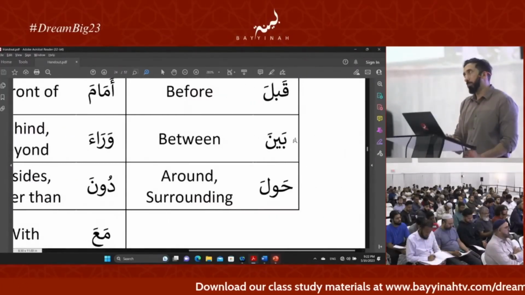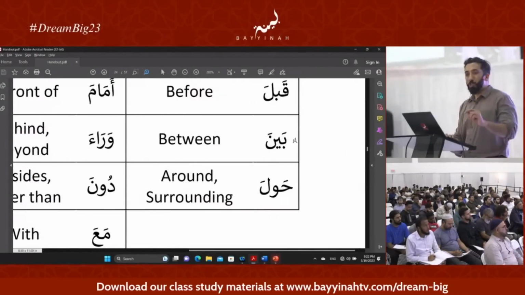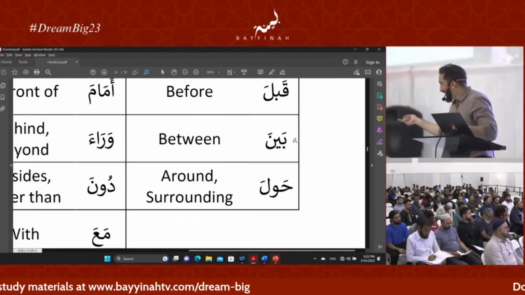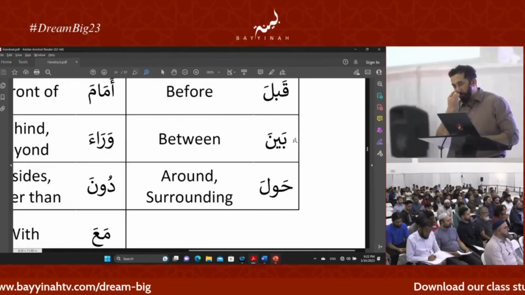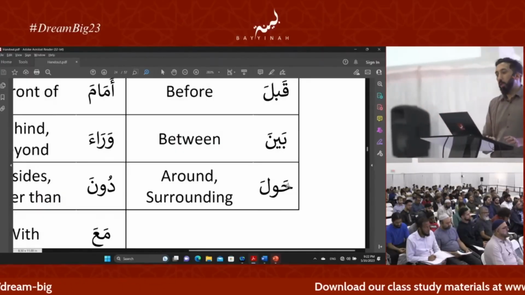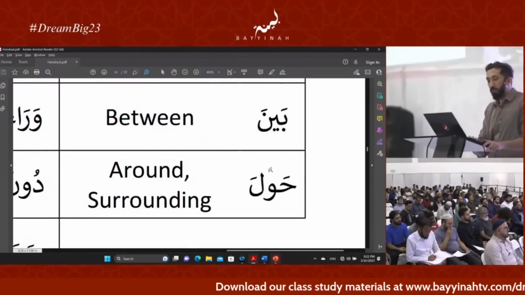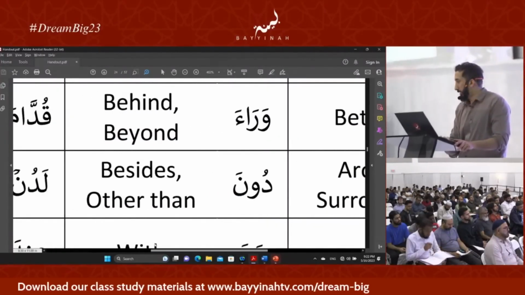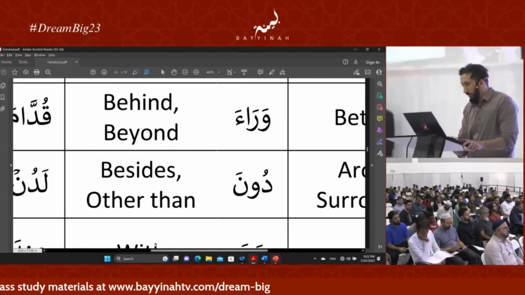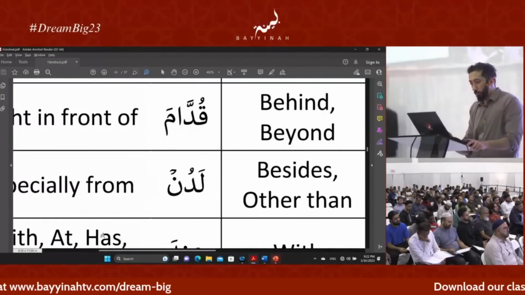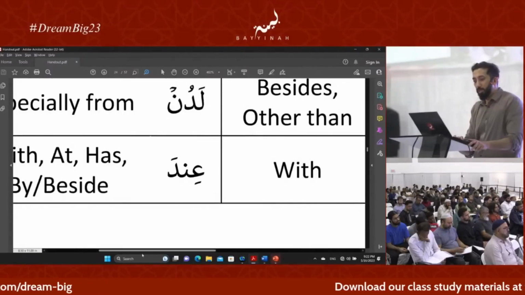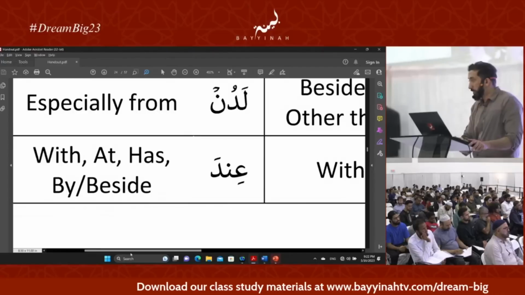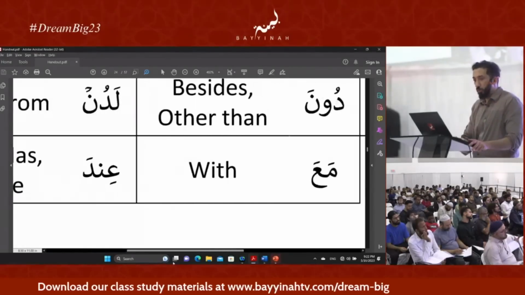بين, let's say بين المسجدين. You see the ayud aini? Between the two masjids. حول المسجد, around the masjid. دون المسجد, besides the masjid. Okay, ladun we'll do later on. عند المسجد, at the masjid. It can also mean the masjid has, but I'll teach you that later on.